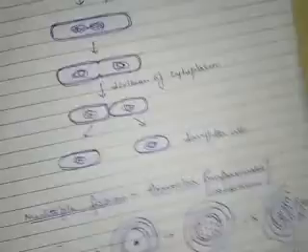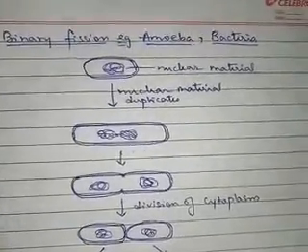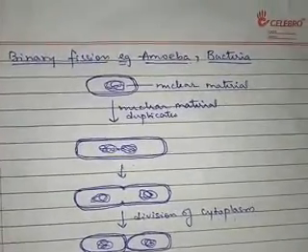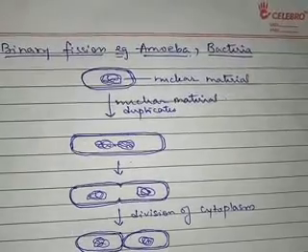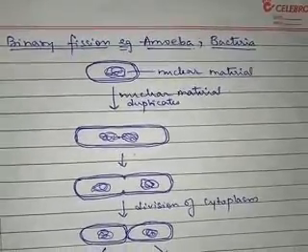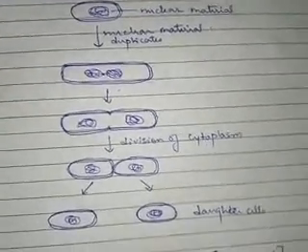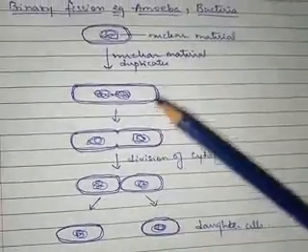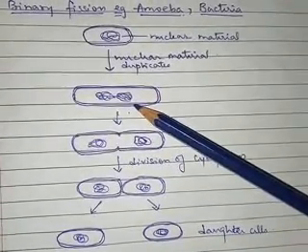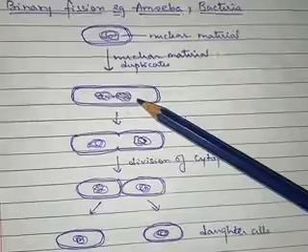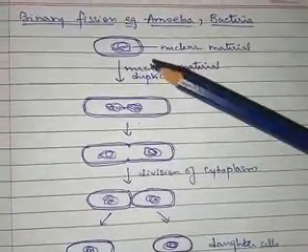Next we go to binary fission. This type of division takes place in the amoeba and in bacteria. I have represented bacteria over here. It is a very simple type of asexual reproduction, taking place in the amoeba or in the bacteria.